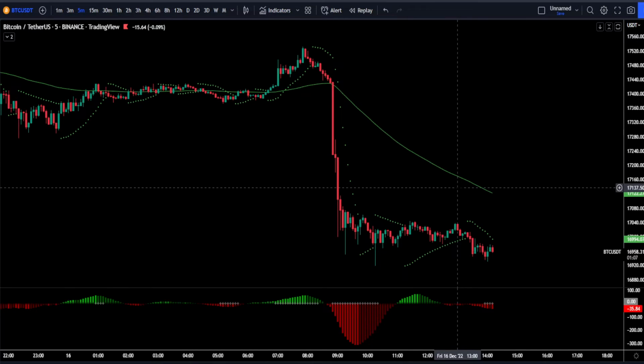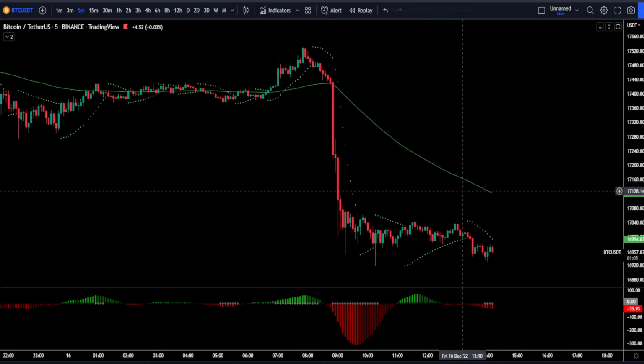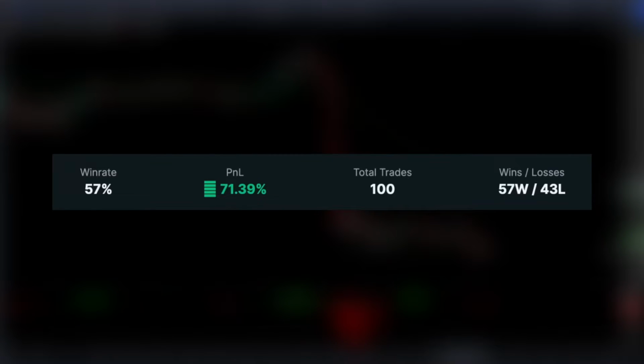Okay, so after 100 trades, the win rate for this strategy is 57%. To be honest, I did expect it to be a bit higher with such a low risk to reward ratio. We also increased our account size by 71.39%, and I found those 100 setups within 2 weeks.